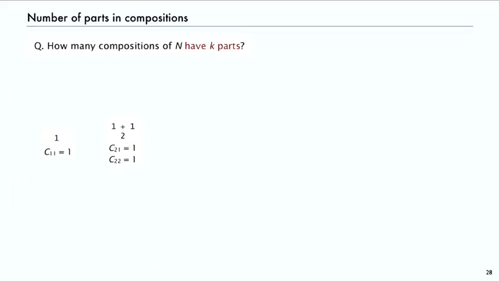So for 2, it's either 1 plus 1 or 2, so there's one that has one part, and there's one that has two parts. For 3, there's 1 plus 1 plus 1. That's one composition with 3 parts. There's 1 plus 2 and 2 plus 1. That's 2 compositions with 2 parts. And there's 3. That's one composition with 1 part. There's always going to be one with 1 part and one with n parts.